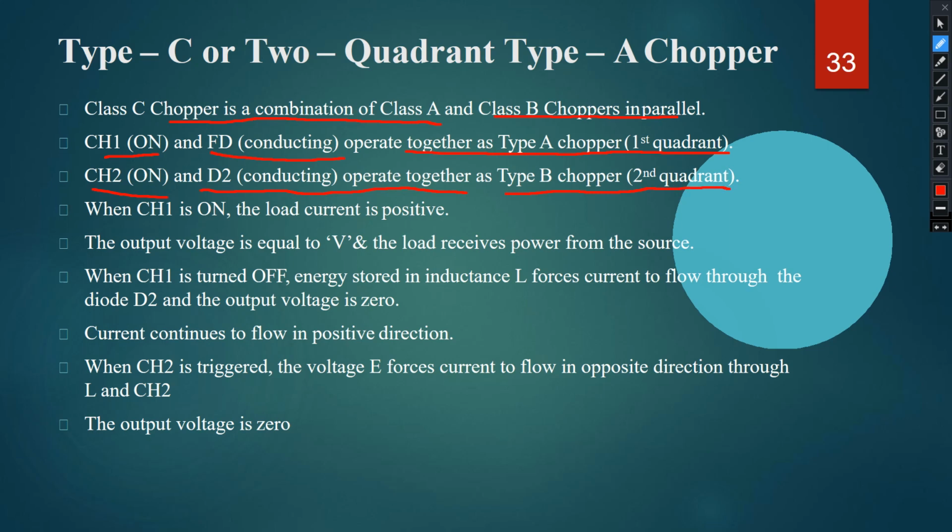When CH1 is on, the load current is positive. The output voltage is equal to V, and the load receives power from the source. When CH1 is off, the energy stored in the inductor L forces the current to flow through the diode D2, and the output voltage becomes 0. The current continues to flow in the positive direction. When CH2 is triggered, the voltage E forces the current to flow in the opposite direction through L and CH2, and the output voltage becomes 0.